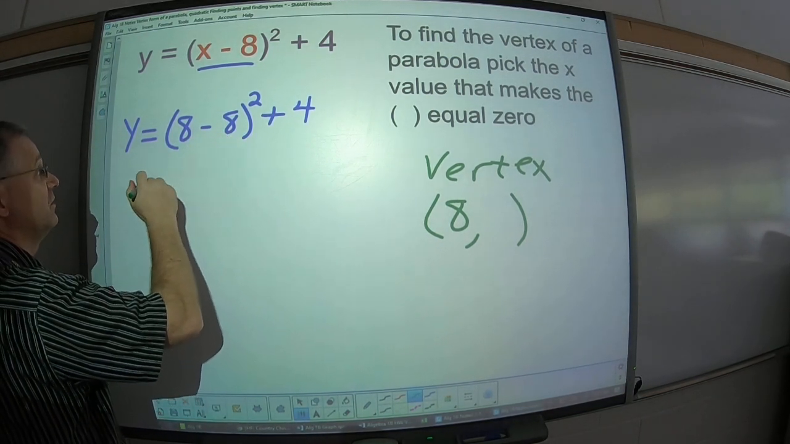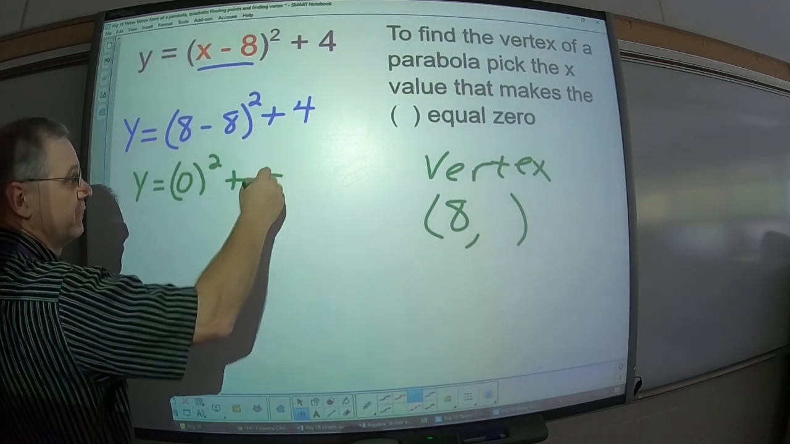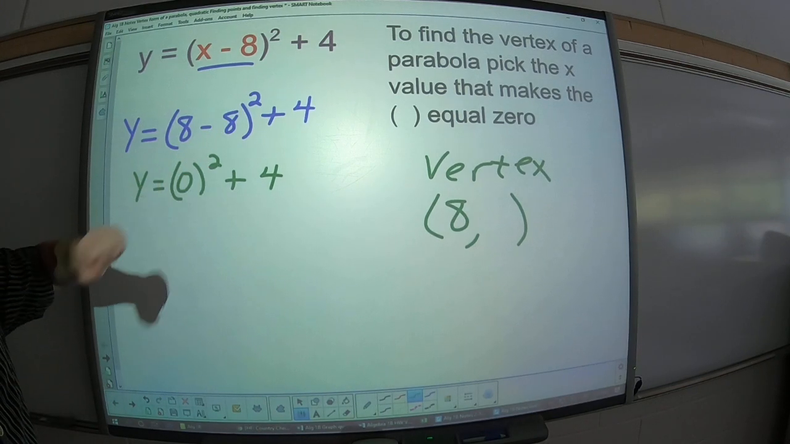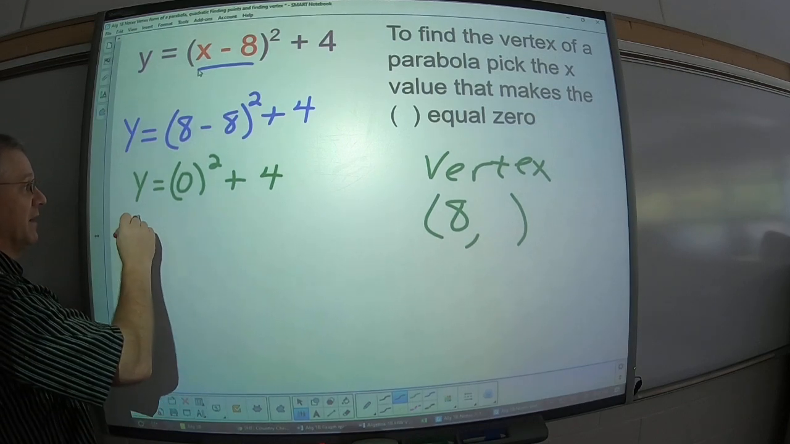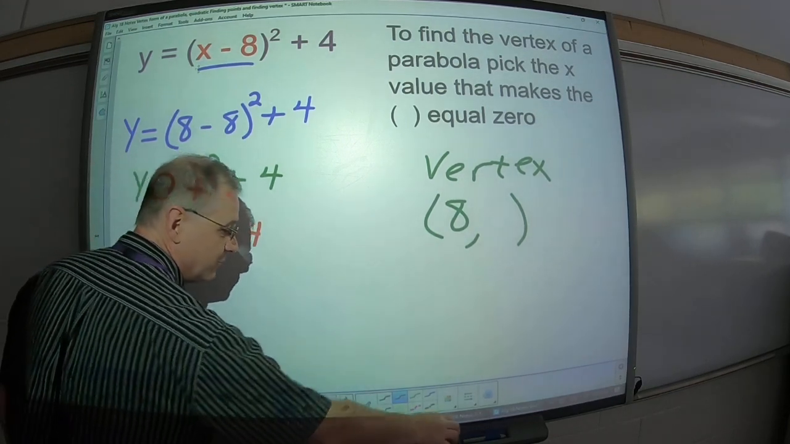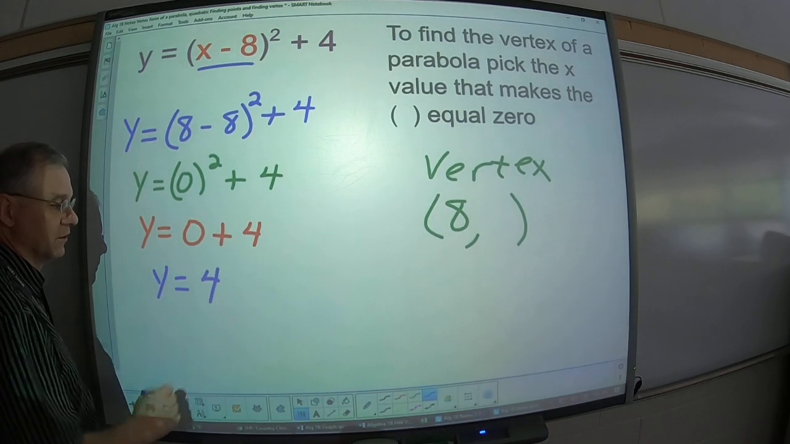Now 8 minus 8 we know is 0. And order of operations says we have to do the parentheses before we do the power. Next thing is 0 to the second power. Well, I hope you know that's 0. And then we do the adding and subtracting, and we find 0 plus 4 is 4.